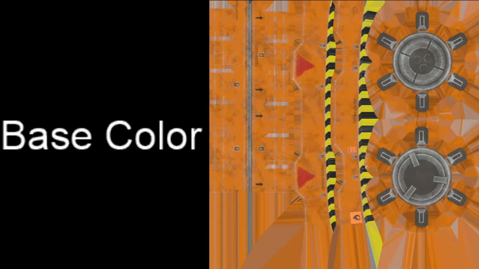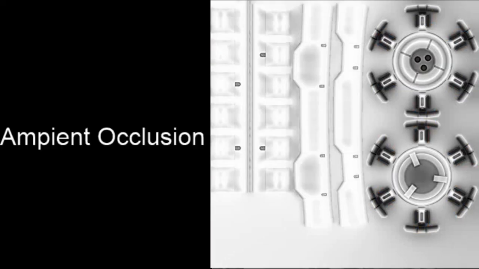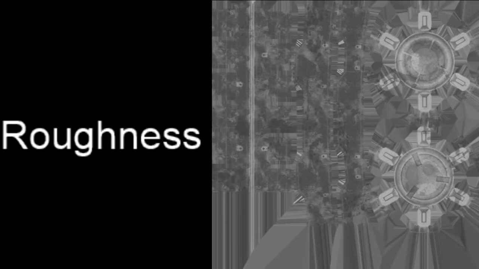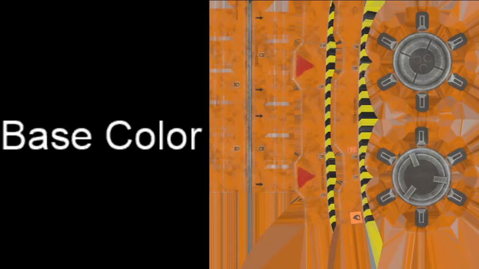There are mainly 4 maps in metallic workflow: base color map, ambient occlusion map, metallic map, roughness map. So the first one, base color map. The base color map technically contains both diffuse and specular map information. Simply speaking, base color map will give you the color information about the entire mesh.